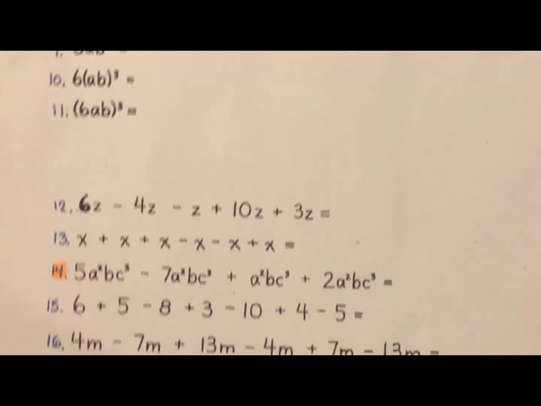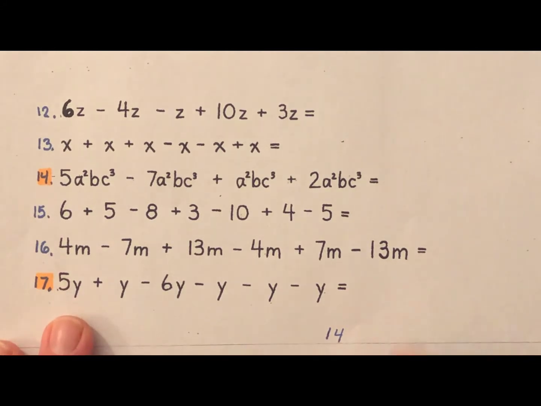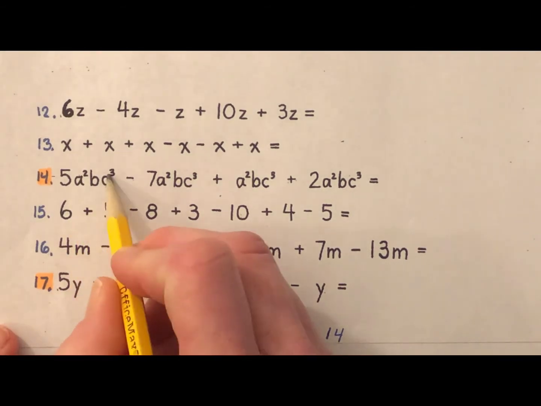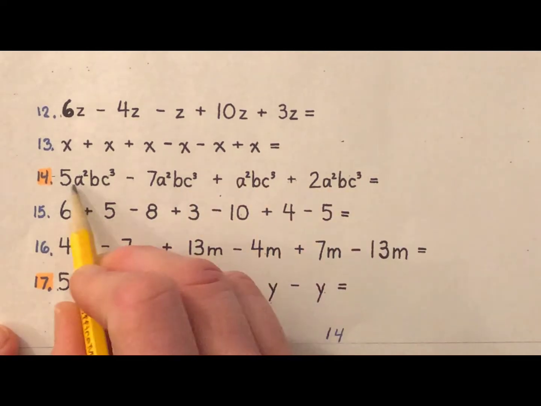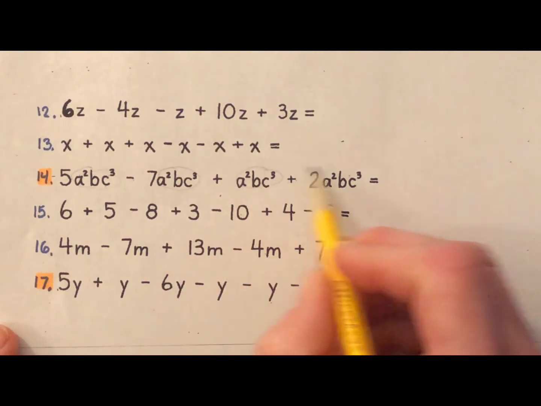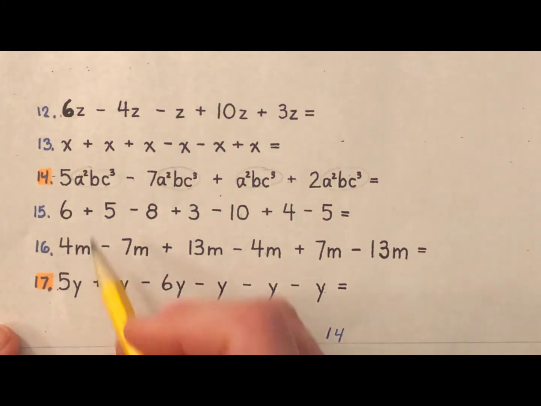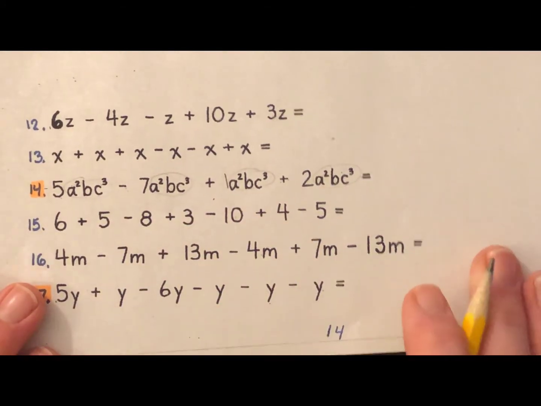Now, down to the bottom section, 12 through 17. We'll do 14 and 17 together. So 14, those are some crazy terms there. A squared b c cubed. Okay, so every one of these is the same term because they're all a squared b c cubed. So that makes it easy. So basically it's 5 minus 7 plus 1 plus 1.